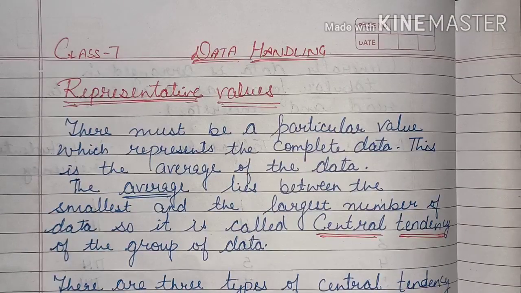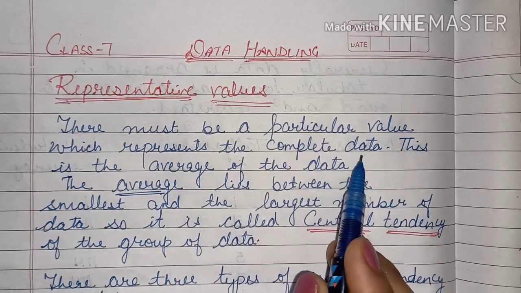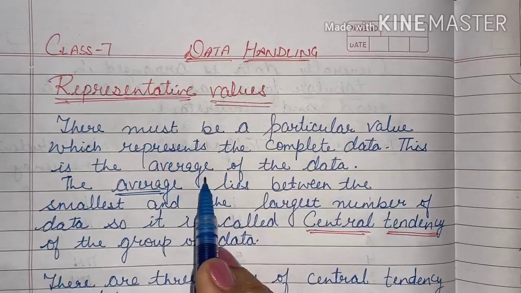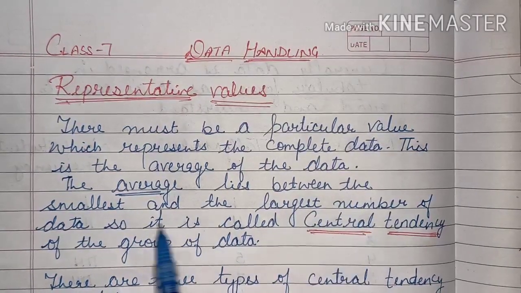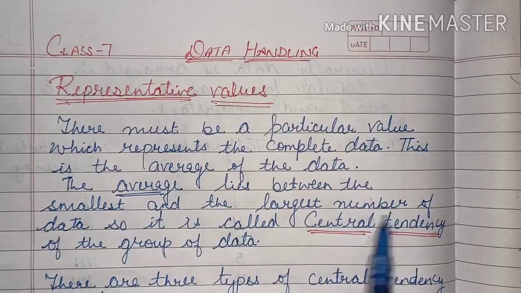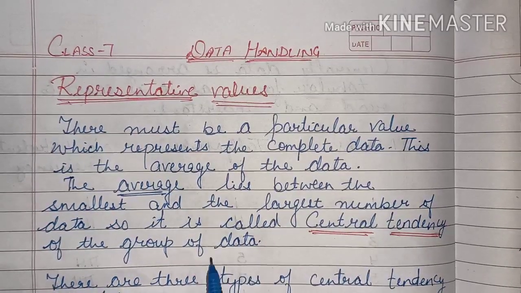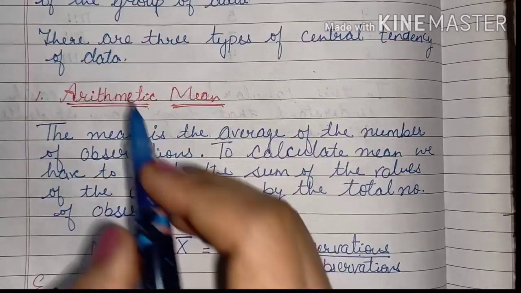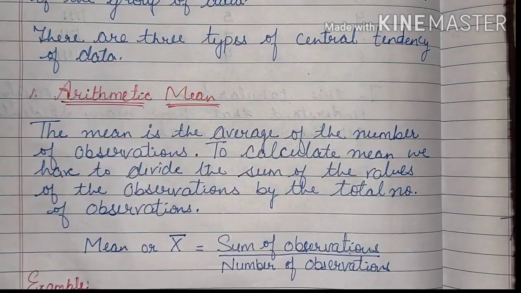Now let's see what representative values are. There must be a particular value which represents the complete data. This is the average of the data. The average lies between the smallest and the largest number of data. So it is called the central tendency of the group of data. There are 3 types of central tendency of the data.